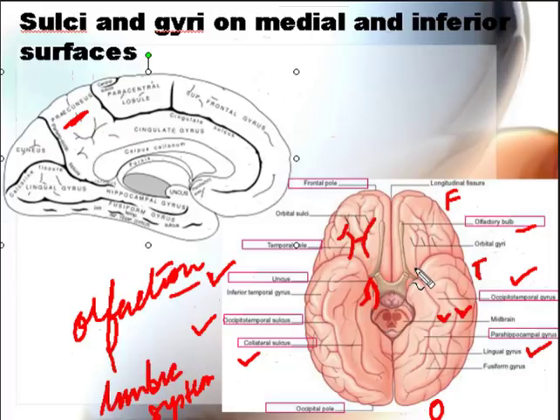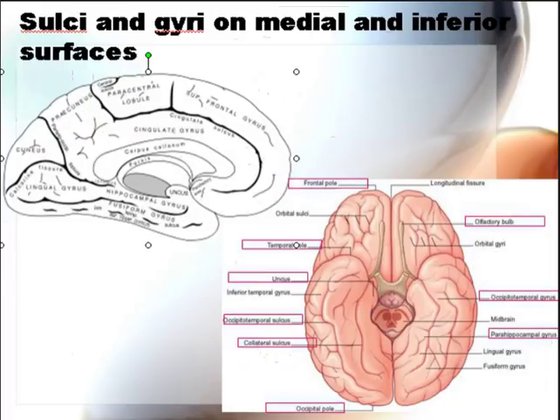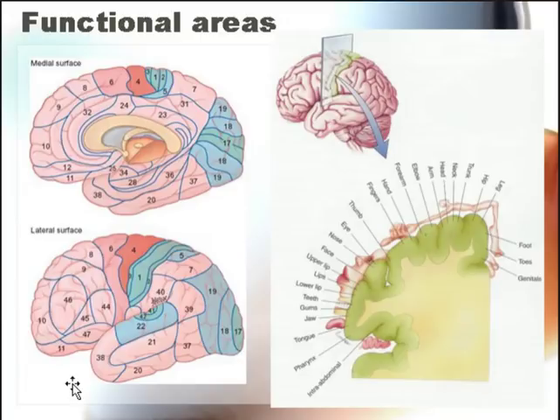Now let's look at functional areas. The entire cerebral cortex is not uniform throughout. If you take a microscopic view of the cerebral cortex from the motor cortex, the sensory cortex, the auditory cortex or the visual cortex, you will find that it differs. Because of this difference, people started numbering the areas differently, and these numbers were assigned by a person known as Brodmann.